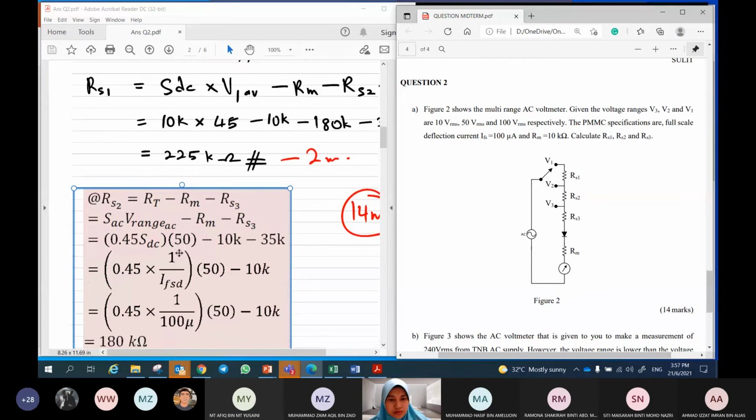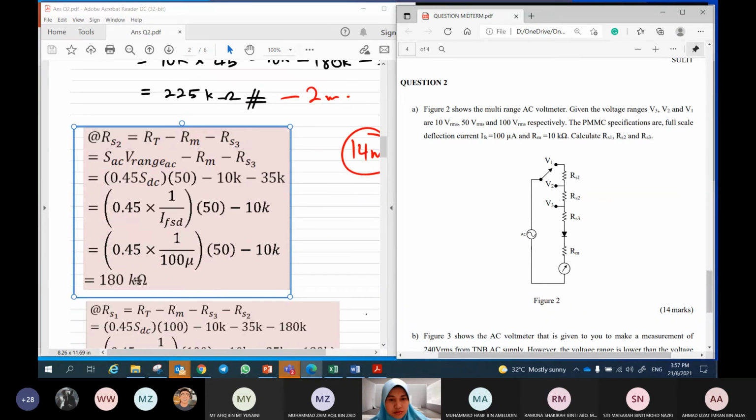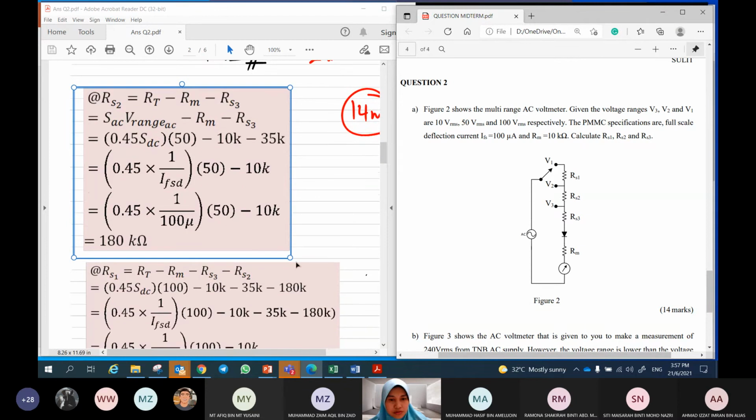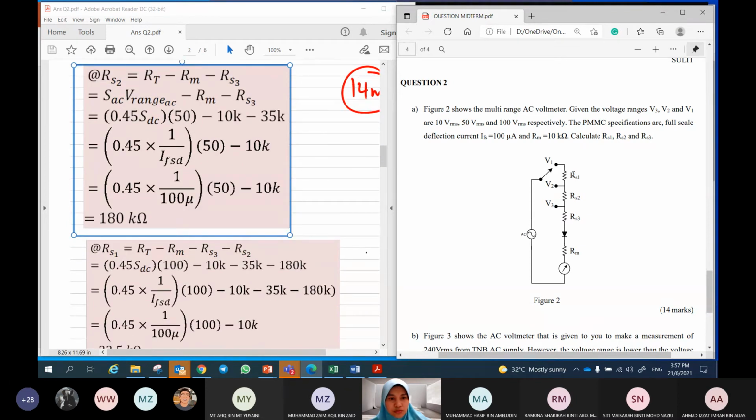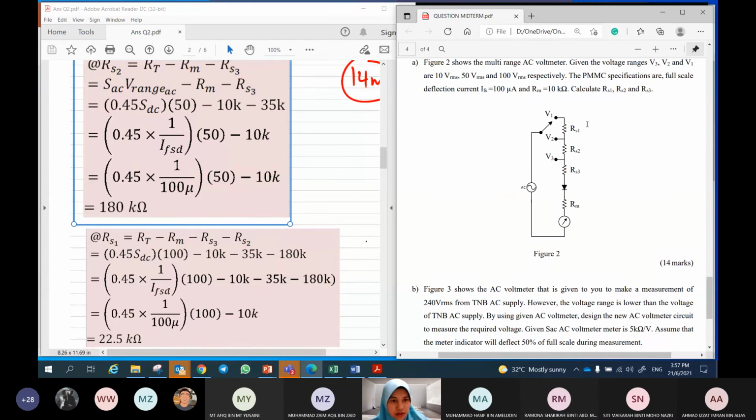Okay, now we type the selector at V1 and we will have all resistors in the circuit now. So that's why we want to find RS1. So equal to RT minus RM minus RS3 minus RS2. Okay, please put the value for RM, RS3, RS2, and we will get RS1. Okay. Any question for A? Okay, no question. So now we go to B.